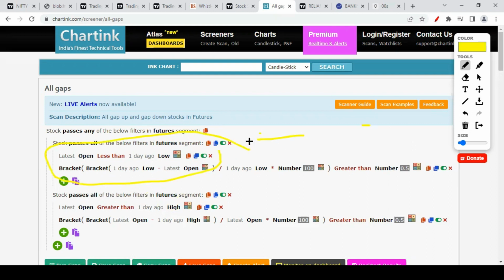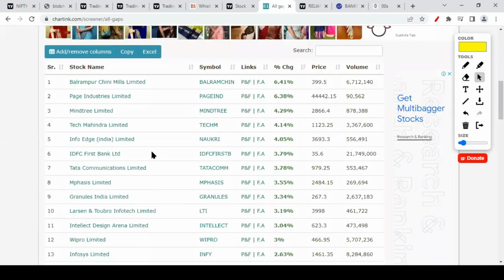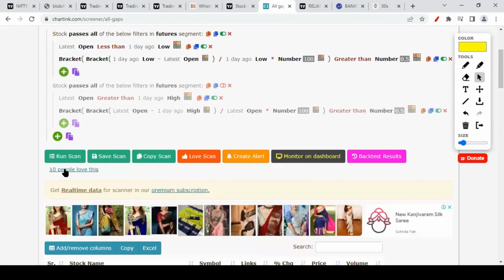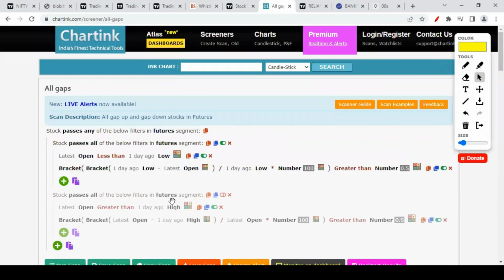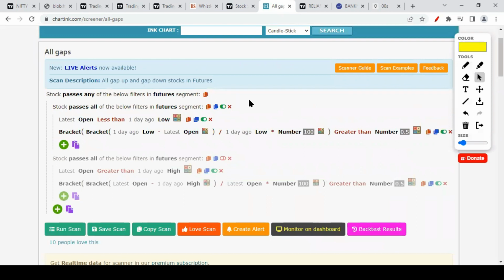So this is related to gap down, and this is related to gap up. You can switch them on and off. If you switch this off, you will get only stocks which have a gap up opening. So this is the list of stocks. If you want to switch this off and check only the gap up stocks, you can switch this on and do that. For example, here there is only one stock, Muthoot Finance, which was gap down. This is the screener that you need to look for, and you can get the list of stocks.